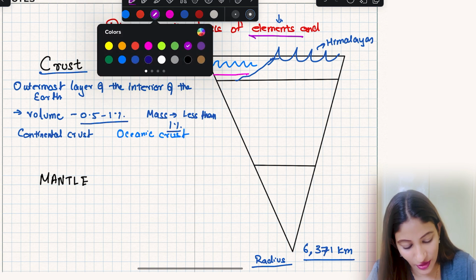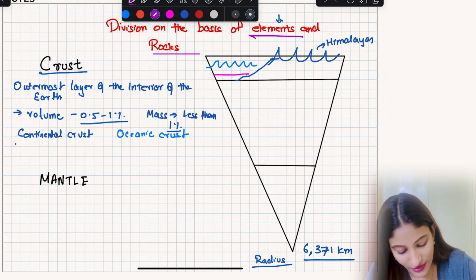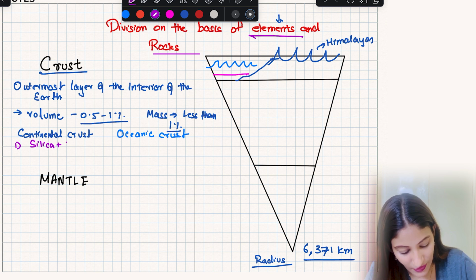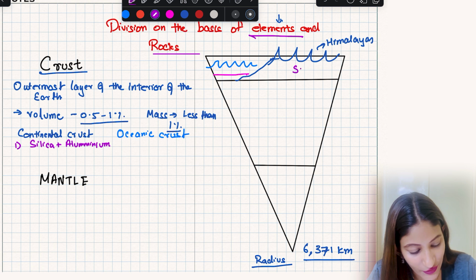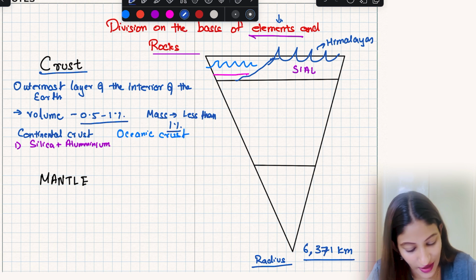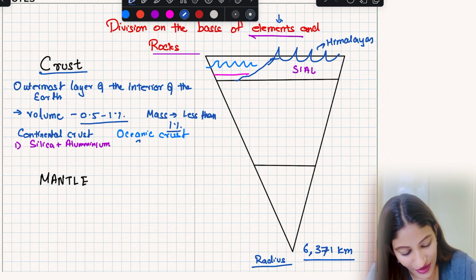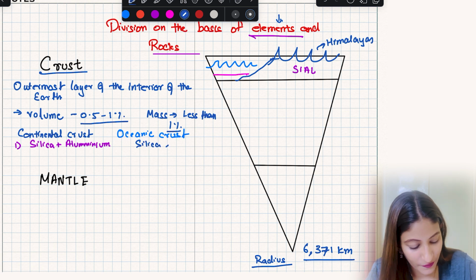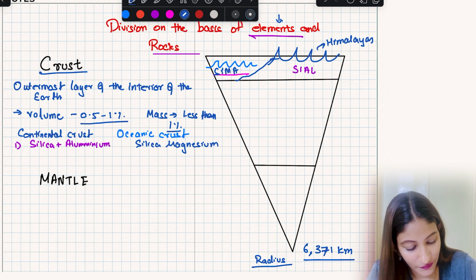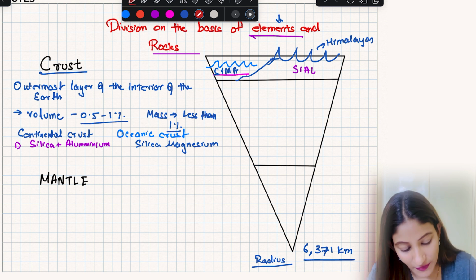For example, continental crust is majorly made up of silica and aluminium, and that is why it is known as Sial. So this region of the continental crust is known as Sial. However, oceanic crust is made up of silica and magnesium. That is why it is known as Sima. It's not the Sima Chachi, but Sima.